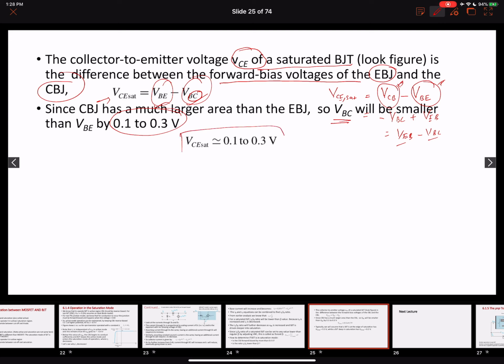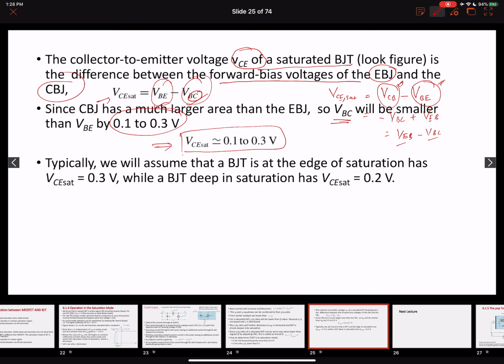So this is our saturation. This is a typical value of the saturation region of the collector to emitter saturated values. It lies between 0.1 and 0.3 volts. Another thing to remember is that the specific values depend on many factors, such as the specific transistor type, the impurities, the doping levels, and a lot of other factors. For simplicity here, we can assume that it lies between 0.1 and 0.3 volts.